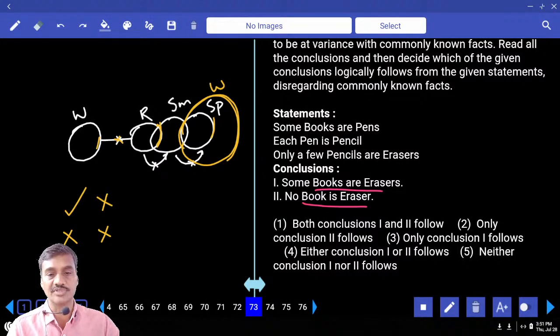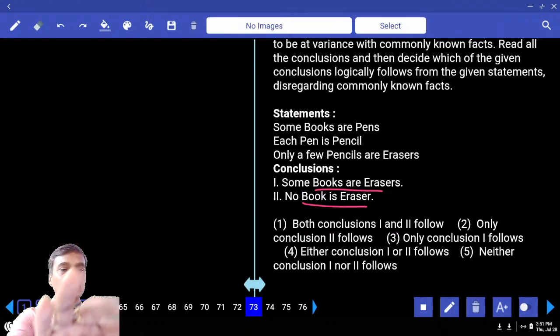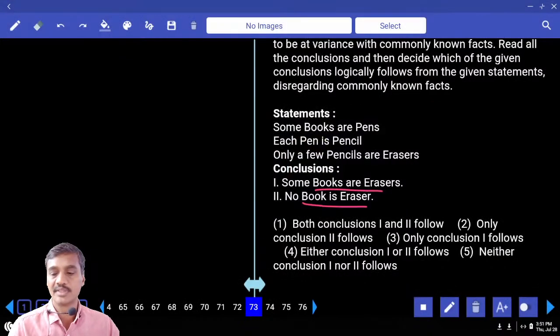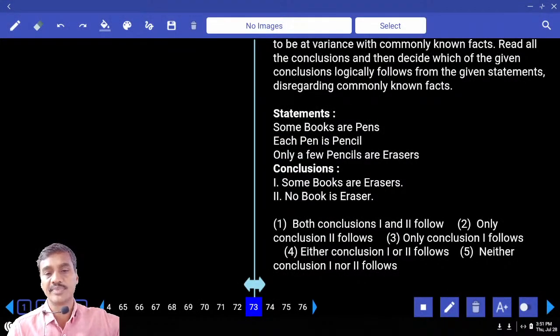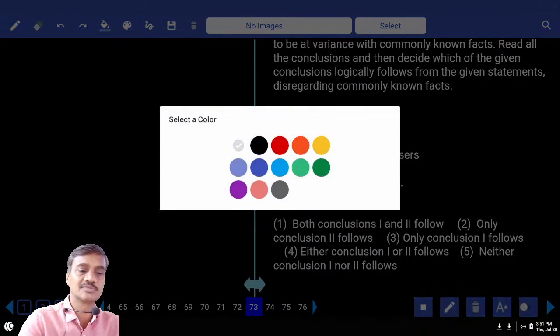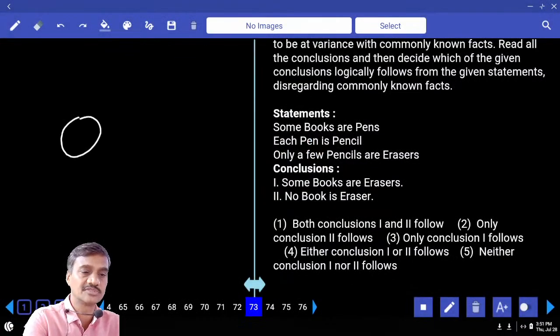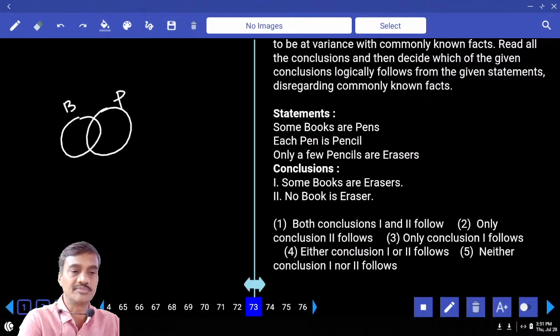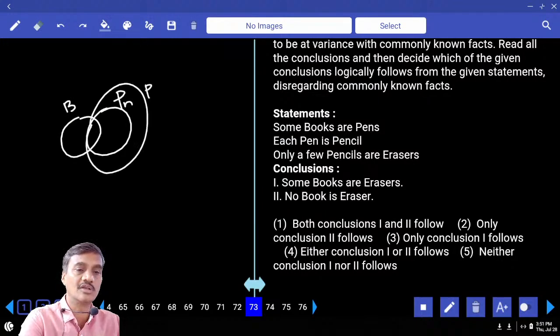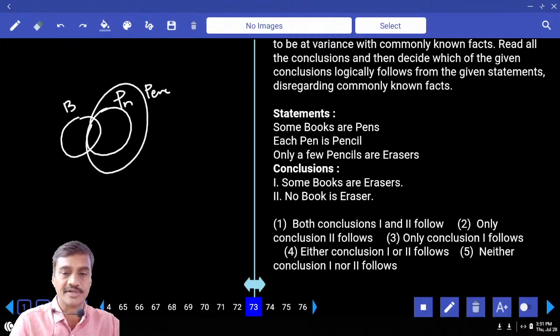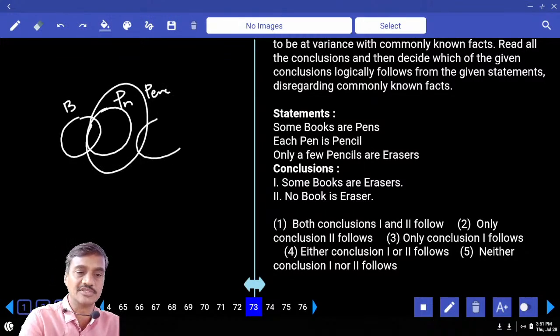Then next one, 73. Now in this 73, some of the books are pens. Now tell me how to represent this one. Some books are pens and each pen is pencil. Some books are pens can be written like this. Now these are the books that are pens, isn't it? Some books are pens and at the same time each pen is a pencil, each means all. All pens are pencils. And at the same time only a few pencils are erasers. Only some pencils are erasers but not all.